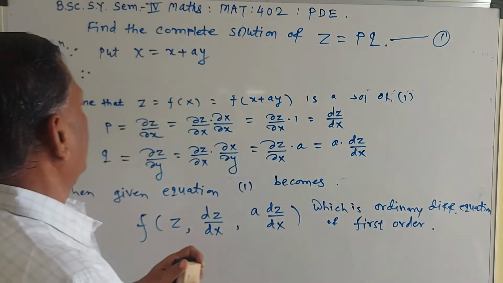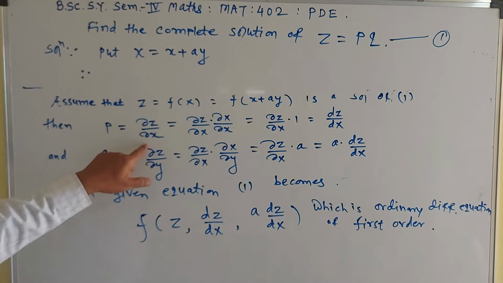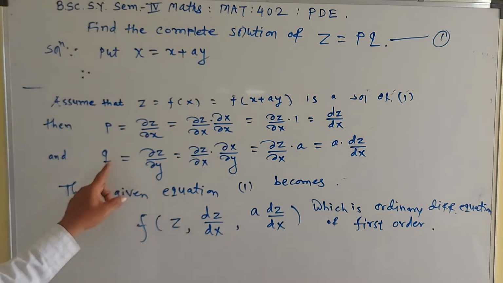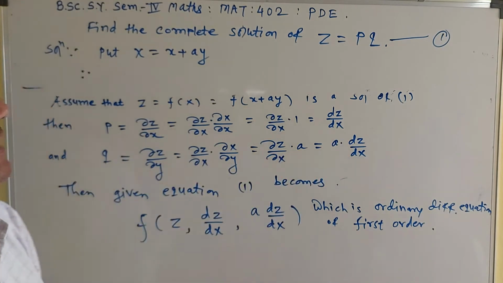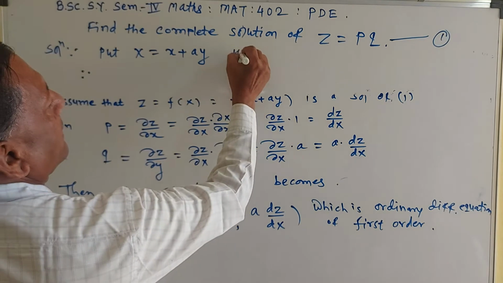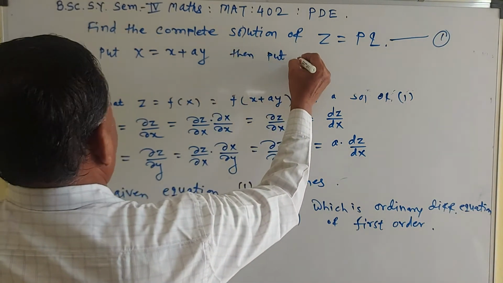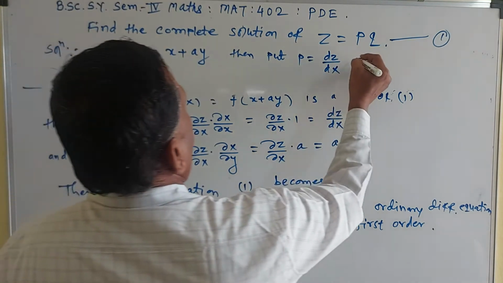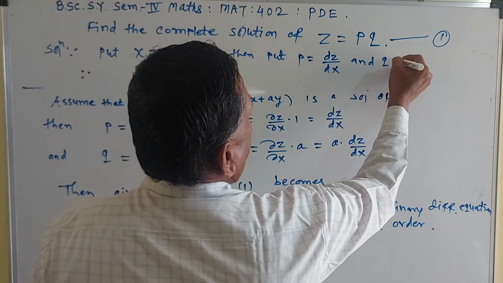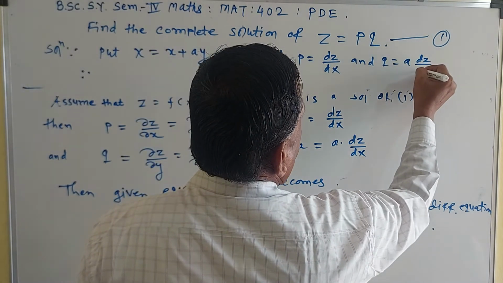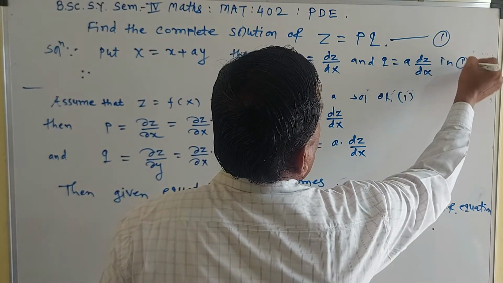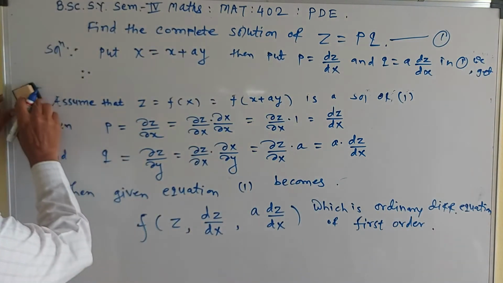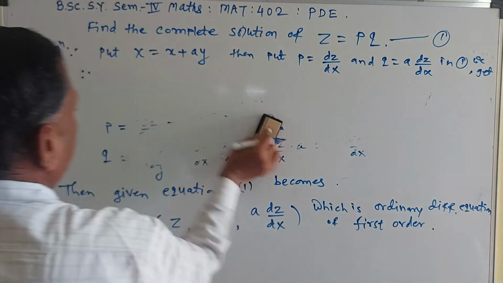Same procedure. Then p is equal to dou z by dou x, which means dz by dX, and q is equal to a into dz by dX. Then put p is equal to dz by dX and q is equal to a into dz by dX in 1. So you substitute this in 1.